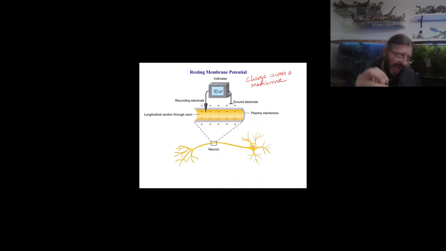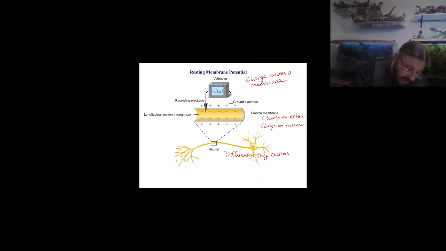So essentially, we have a charge on the exterior of the membrane and a charge on the interior of a membrane. And a difference, a differential charge across a membrane is called a potential. More than that, a differential charge across a membrane is also polarity.